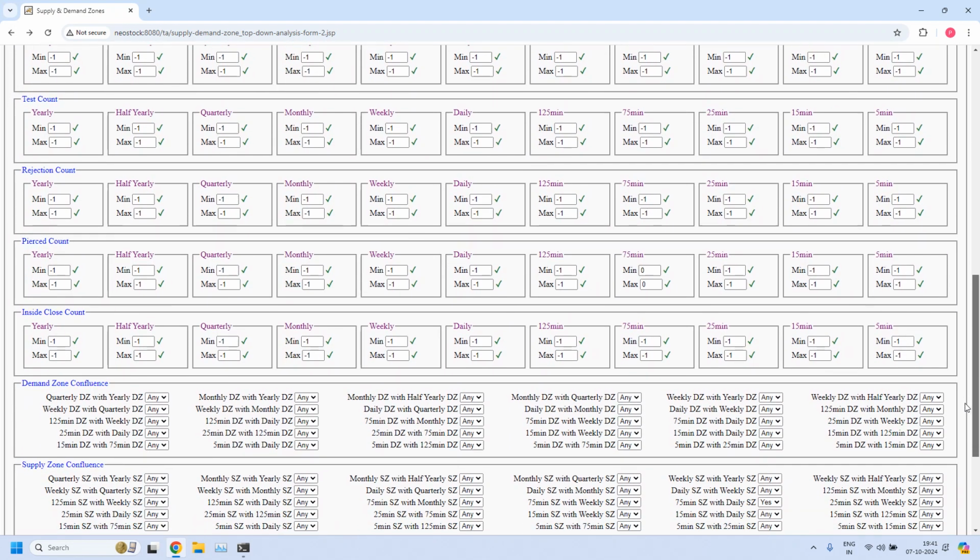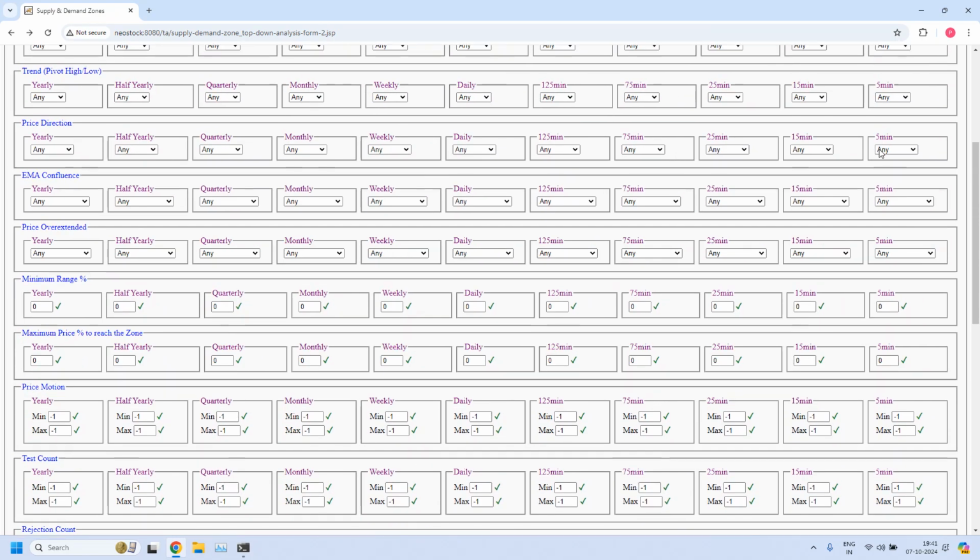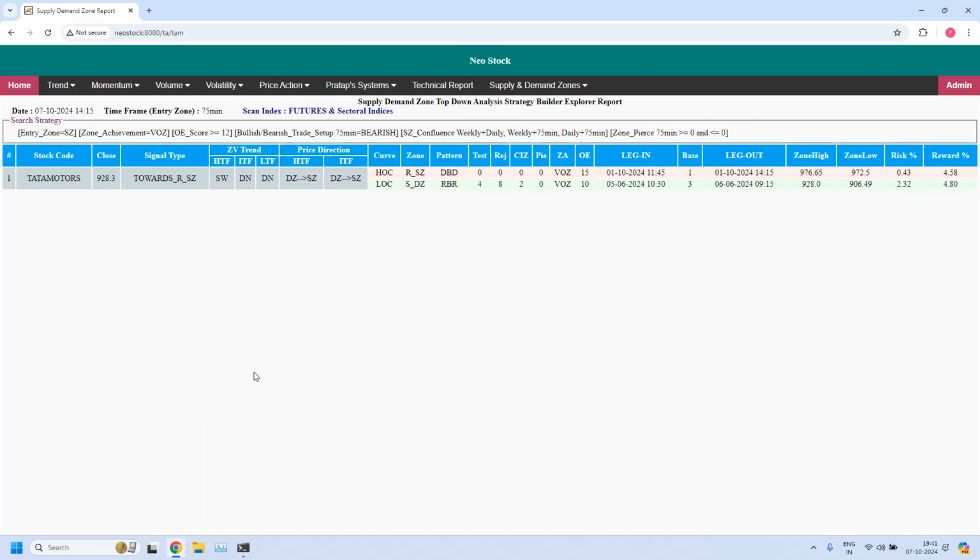For that, 2 more filters we need to add. In the supply zone confluence, already we enabled daily, 75 minute supply zone with daily. Now I am adding the filter 75 supply zone confluence with weekly supply zone, and also daily supply zone confluence with weekly supply zone. With all the 3 filters, we identified only one stock. That means the 75 minutes zone is part of daily, both together again part of the weekly zone. And the weekly trend is sideways, no need to check for EMA confluence, because EMA confluence does not add any additional advantage if the trend is sideways.